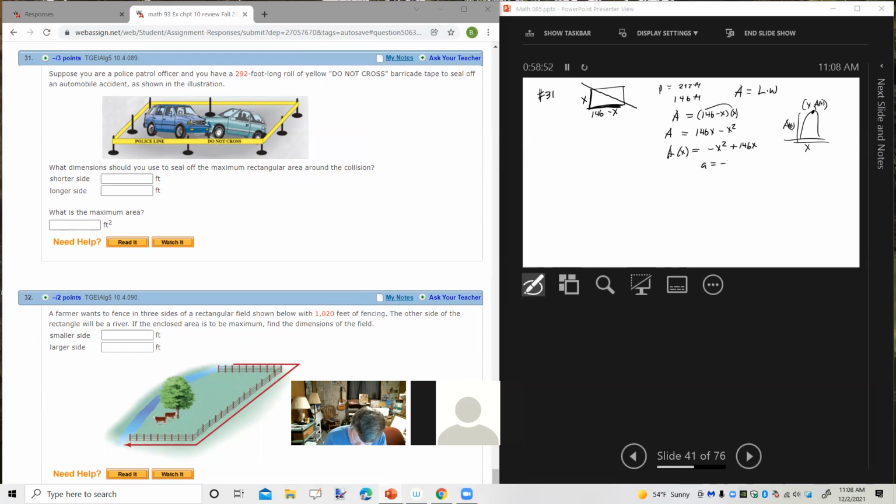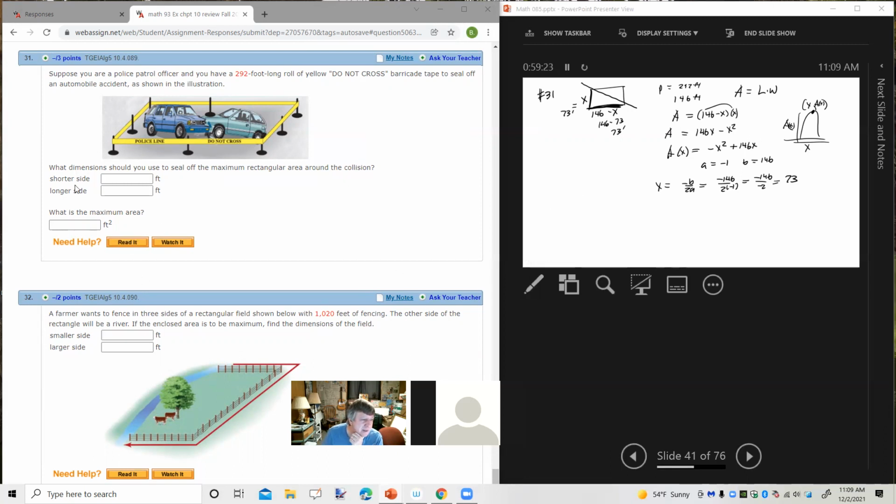Okay, a is -1, b is 146, x equals negative b over 2a, which is -146 over 2 times -1. -146 over -2 is positive 73. So x is 73 feet. 146 minus x would be 146 minus 73, which is also 73 feet. So the dimensions are 73 feet by 73 feet.